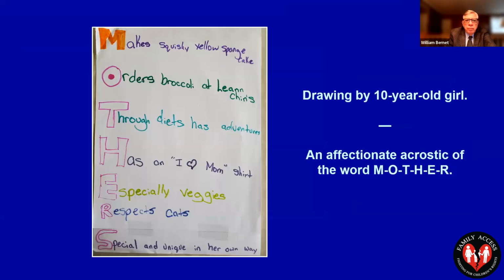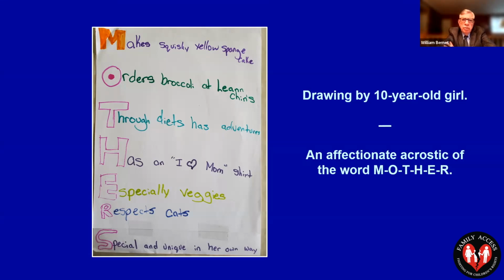So here's another example. This is kind of sweet. This is an acrostic, meaning on the left-hand side are the letters for the word mother, M-O-T-H-E-R. And each letter has a little sentence having to do with mother. M: makes squishy yellow sponge cake, and so on. O: orders broccoli. H: has an I love mom shirt, and so on. So this is a nice little thing.